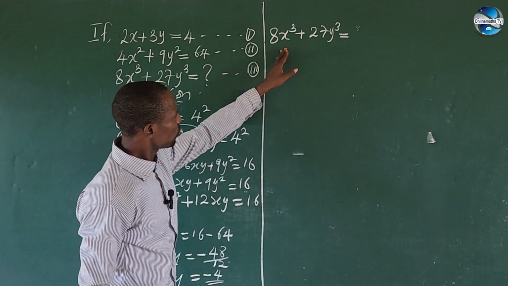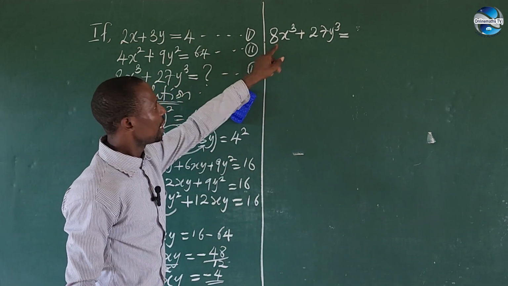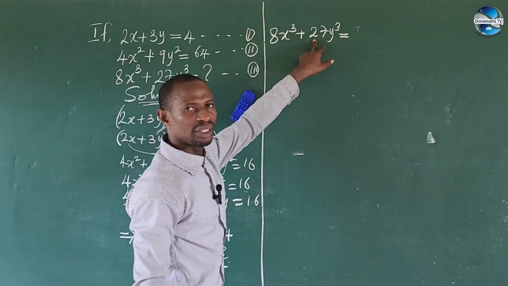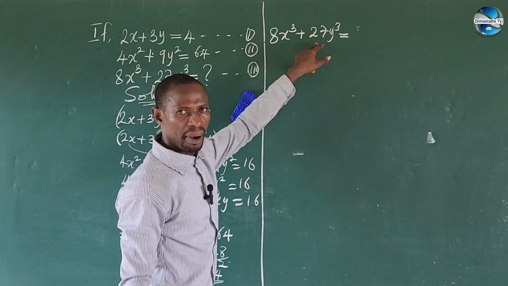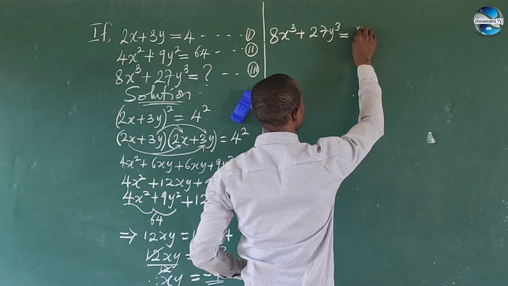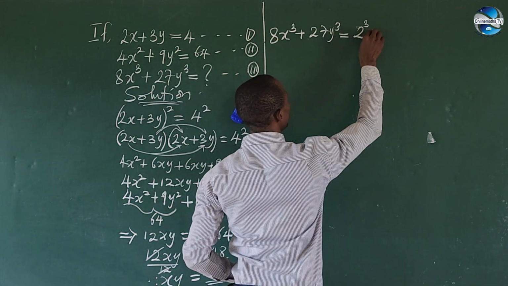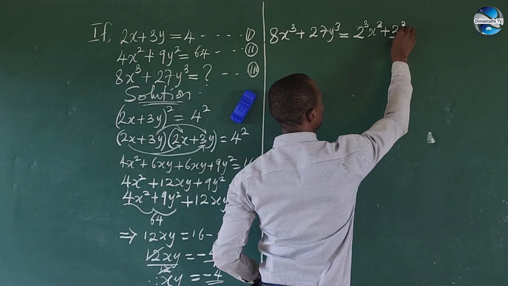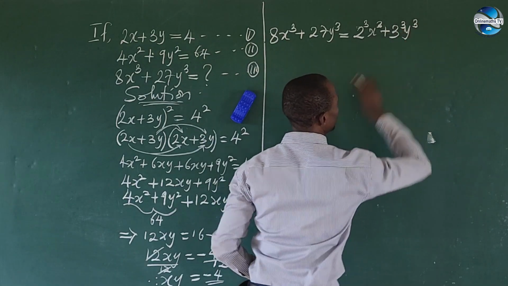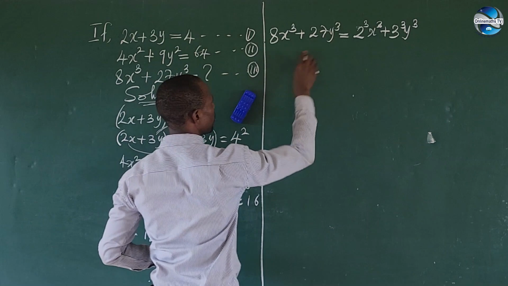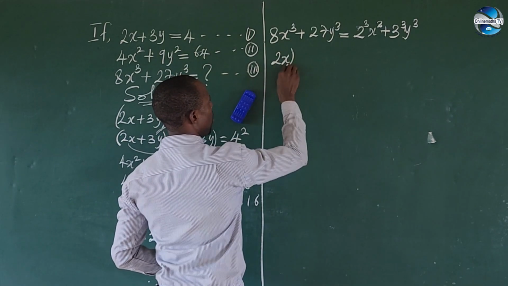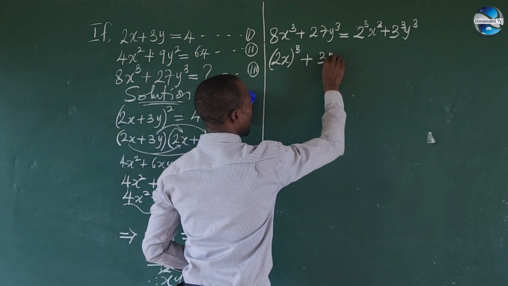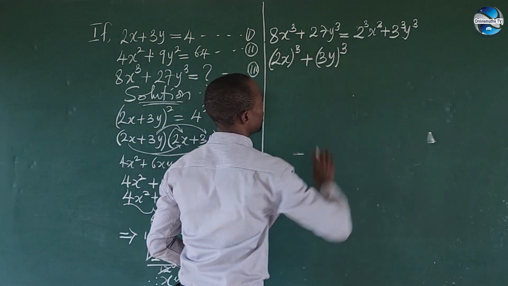All we need to do is just rewrite equation 3 here. 8 can be written as 2 to the power of 3, and 27 can be written as 3 to the power of 3. So we rewrite this as 2 to the power of 3 x to the power of 3 plus 3 to the power of 3 y to the power of 3. Writing the whole of this will give us 2x all to the power of 3 plus 3y all to the power of 3.